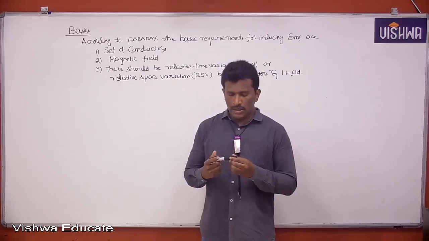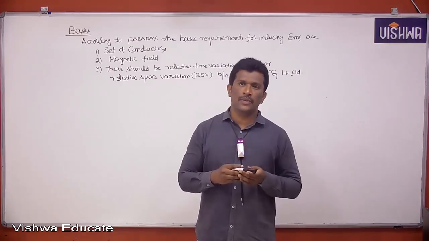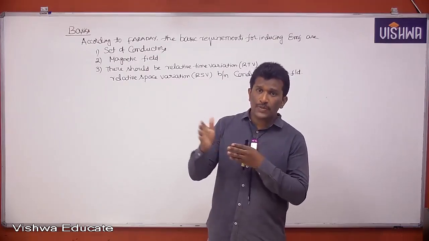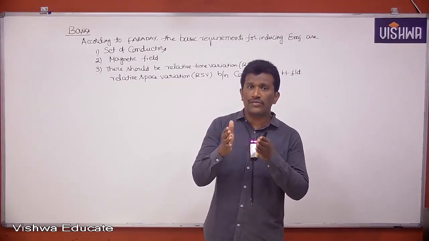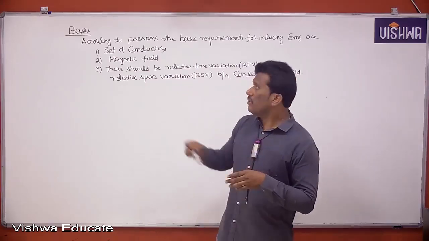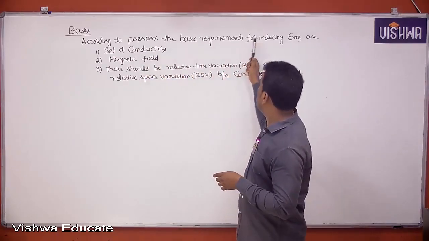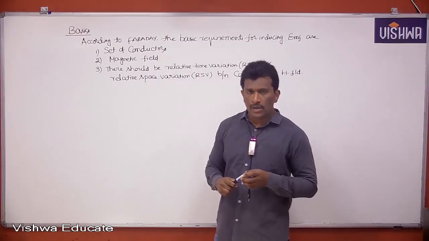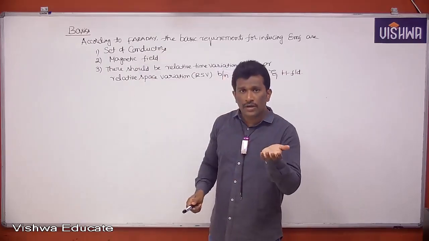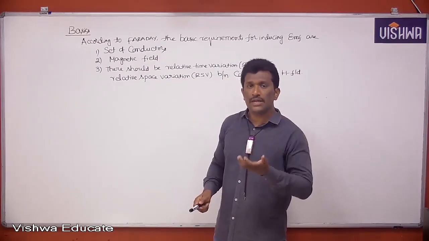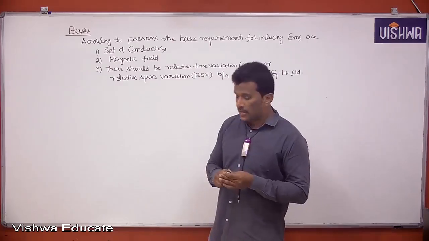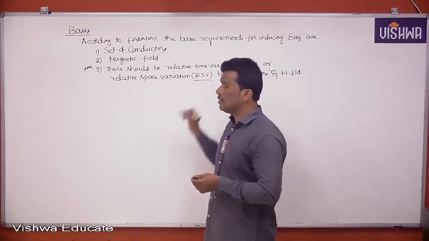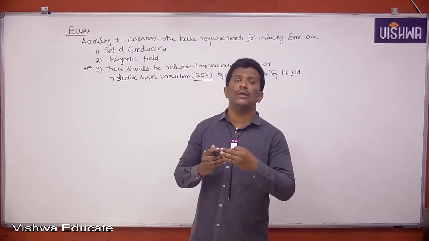In a transformer also EMF is induced, and in a generator also EMF is induced. So there is a difference between the EMF induced in a transformer and the EMF induced in generators, and that is given by Faraday. According to Faraday, the basic requirements for inducing EMF are: set of conductors and magnetic field. After having conductors and magnetic field, don't expect EMF. Ultimately the third condition is very, very important. There should be relative time variation or relative space variation between conductors and magnetic field, then only EMF will be induced in that conductor.